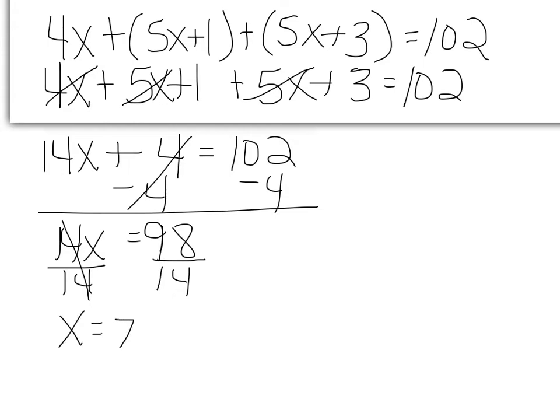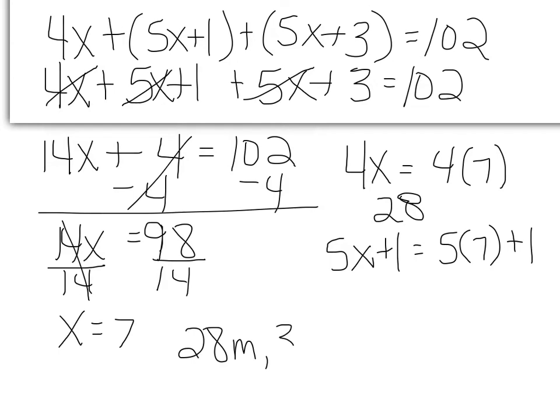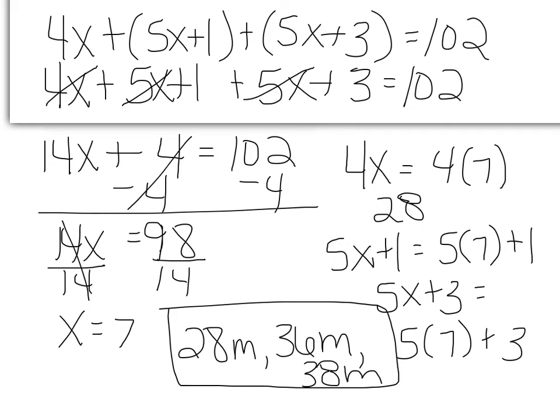And now you plug them in to get your side lengths. So the first one was 4x, so then that is 4 times 7, which is 28. So that's one of our side lengths, so we'll put that down here. 28 meters. And then the next one is 5x plus 1, so that's 5 times 7 plus 1, which is 36. And then the next one is 5x plus 3, which is 5 times 7 plus 3, which is 38. So we have 28, 36, and 38.